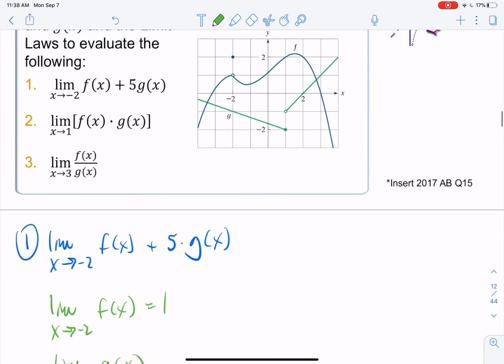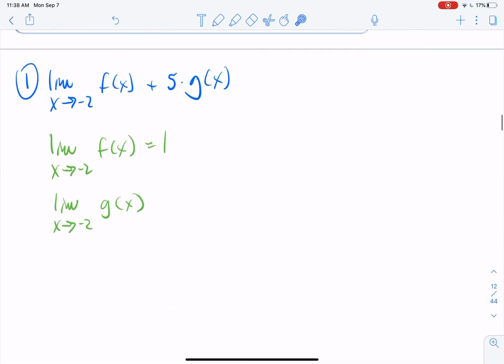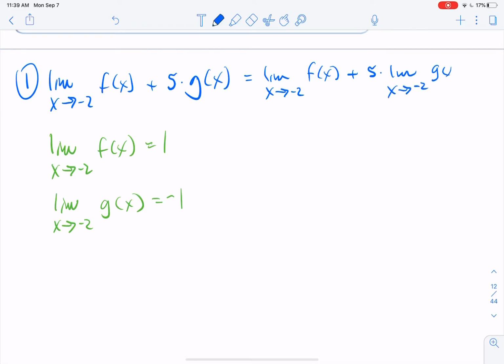Let's take a look at the g of x. So on g of x, come down here to negative 2, and we have a nice, neat linear portion. Nothing strange is happening. We're approaching the same number from the left and the right, and that number looks like it's negative 1. Okay, all of this to say that we're totally allowed to use our limit laws. So let's break it up. We have the limit as x approaches negative 2 of f of x plus 5 times the limit as x approaches negative 2 of the g of x function.